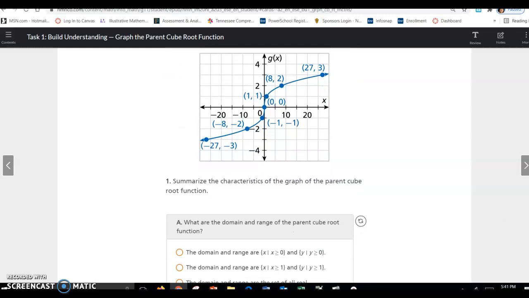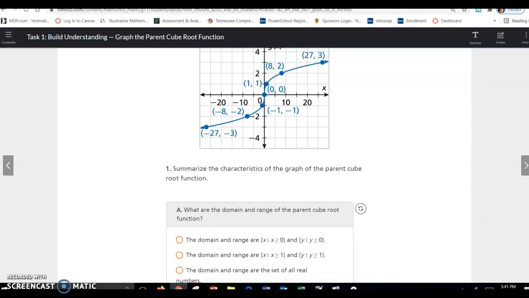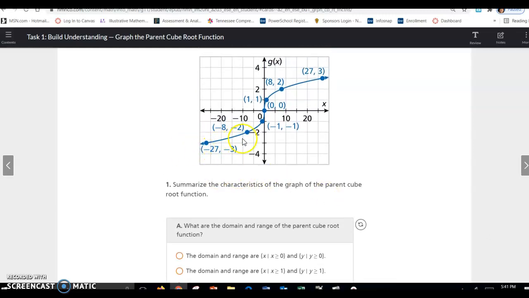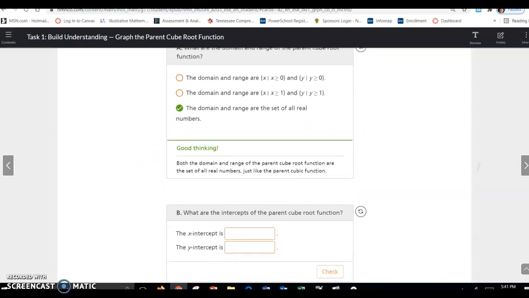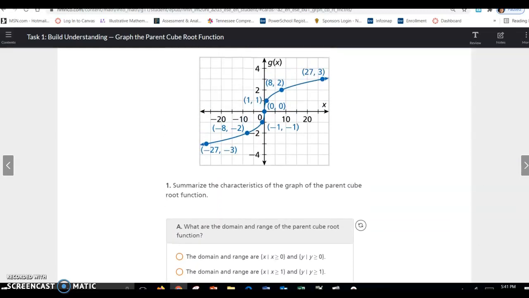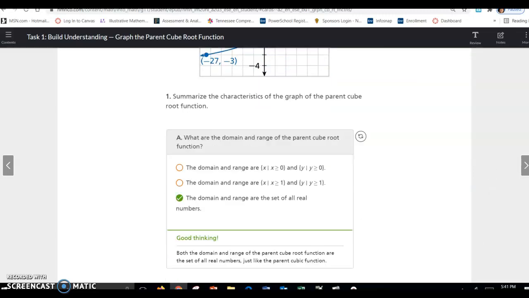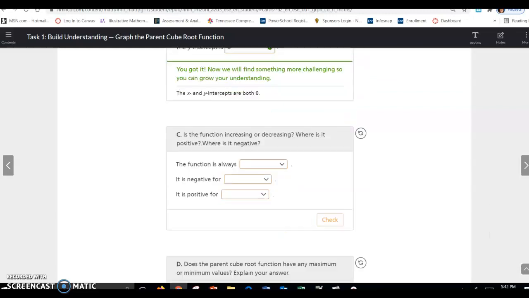Summarize the characteristics of the graph of the parent cube root function. Since it's a function and it goes in both directions continuously with arrows, we can say that the domain and range are the set of all real numbers. What are the intercepts of the parent cube root function? You can look at the graph, and the x-intercept is at 0, and the y-intercept is also at 0. With a lot of your parent functions, you'll notice that's what happens. It's going to intersect at (0, 0).